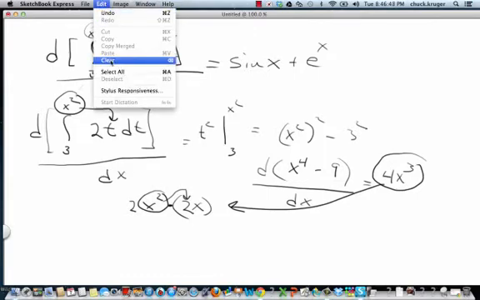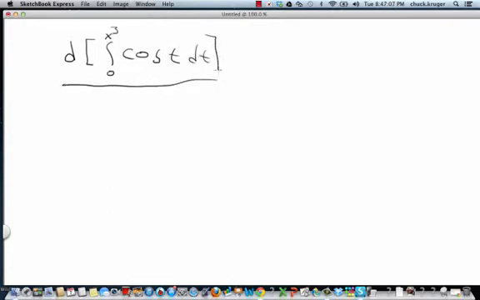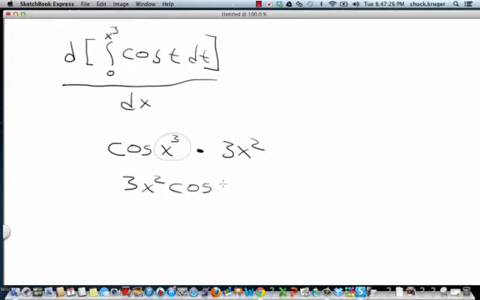Let me show you what I mean by that. I'm going to again use the shortcut, the Fundamental Theorem of Calculus Part 2. I'm going to integrate from 0 to x cubed of cosine of t dt, and take the derivative of that with respect to x. What I should get is the cosine of x cubed, times, now the chain rule says I need the derivative of x cubed, which is 3x squared. So my answer is 3x squared times the cosine of x cubed.